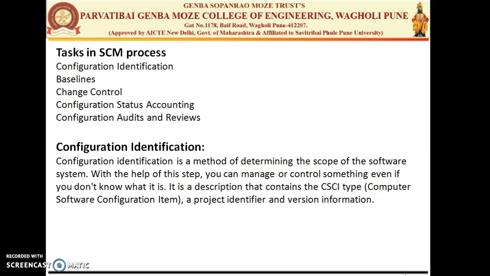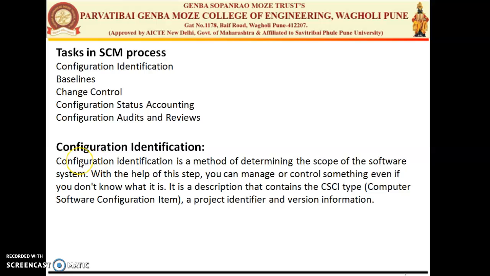Now we need to go through the tasks which are performed in an SCM process. The first task is configuration identification. Second is baseline. Third is change control. Fourth is configuration status accounting. And the fifth one is configuration audits and reviews.